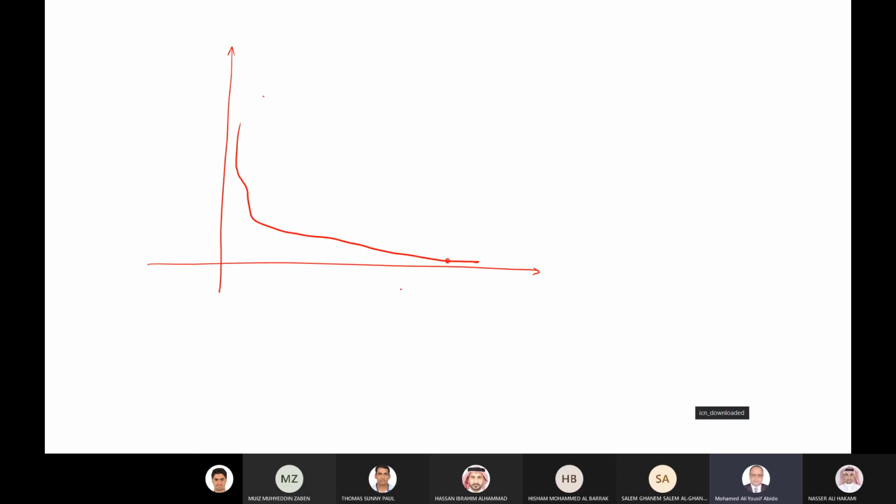is non-dominated. Am I right? Yes. You may have a point here, which is very close to 0, and much better than this one in terms of the distance. But in terms of quality, this is non-dominated and this is dominated. Okay. Did you get the point? Yes, I get the point.